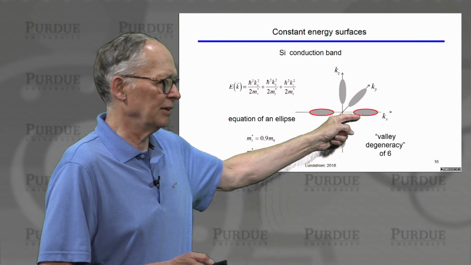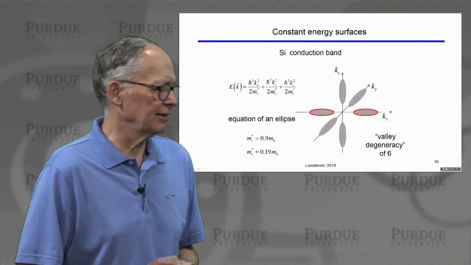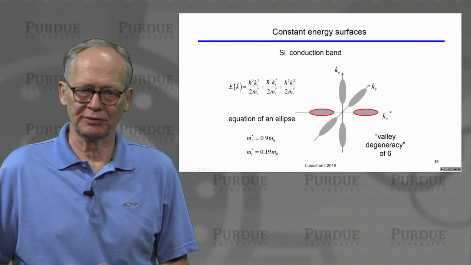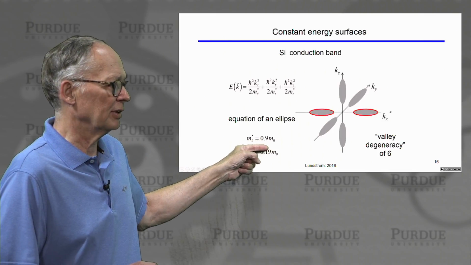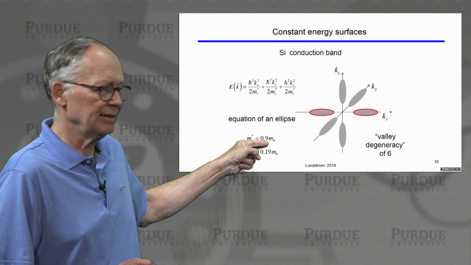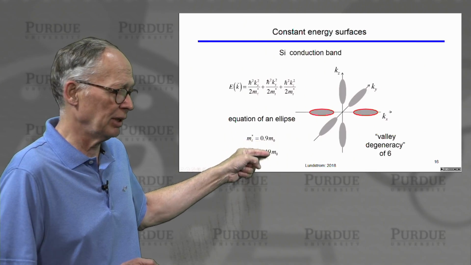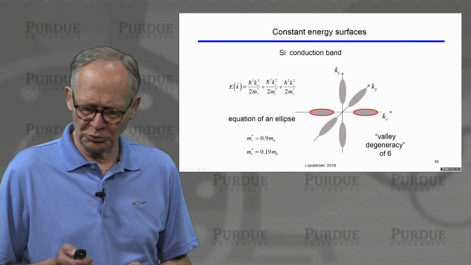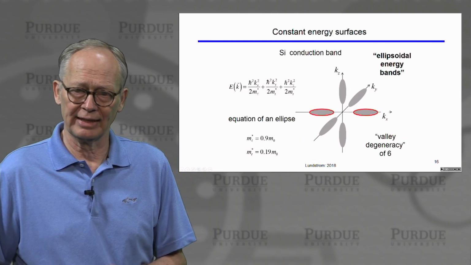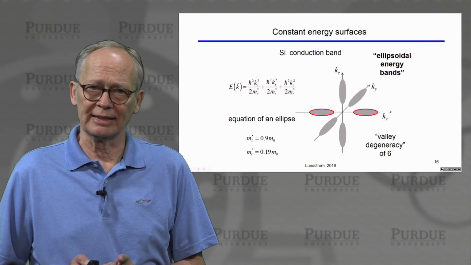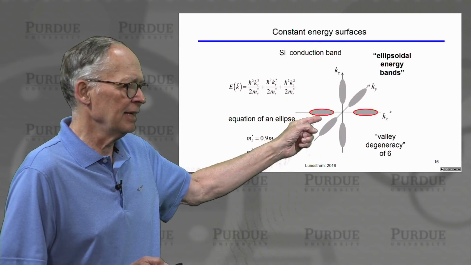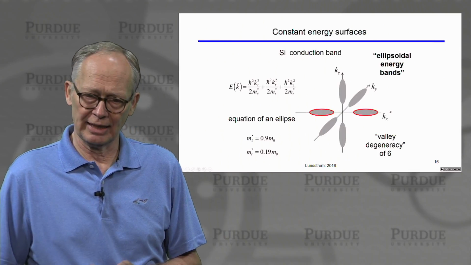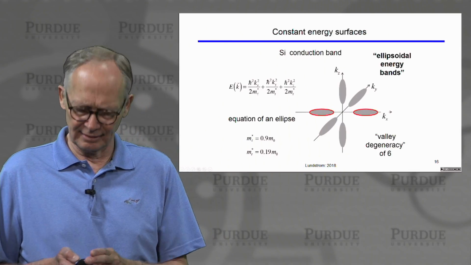The curvature in the long direction is the longitudinal effective mass. The curvature in the transverse direction is the transverse effective mass. And they can be quite different. The longitudinal effective mass is 0.9 times the electron rest mass. The transverse effective mass is only 0.19. So silicon is an example of a semiconductor that has, first of all, multiple valleys. We say these valleys are degenerate. There are 6 valleys at the same energies. And they're also ellipsoidal energy surfaces, which complicates things a little bit for us.